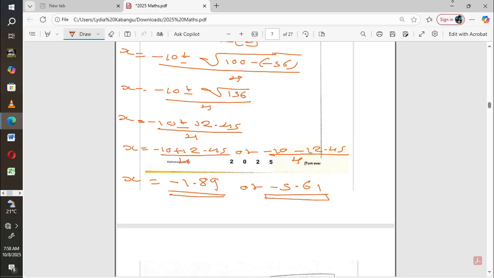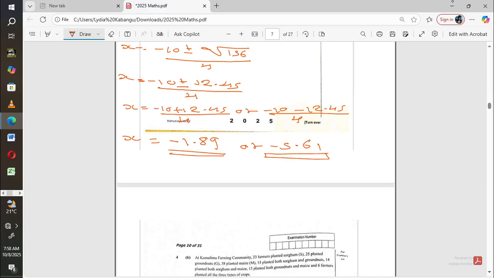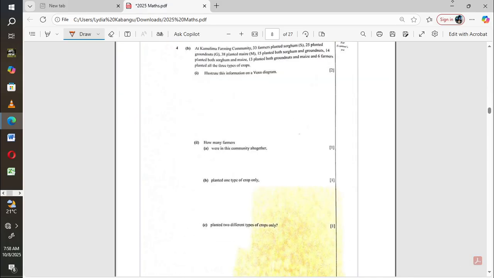Okay, so these are the two answers for a quadratic equation. Okay, so from there, let's proceed to this here. Question 4.